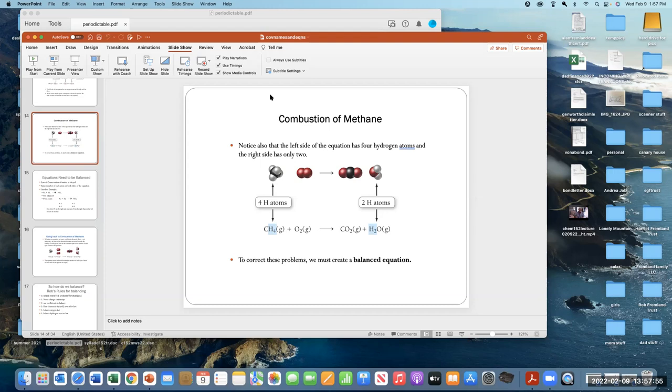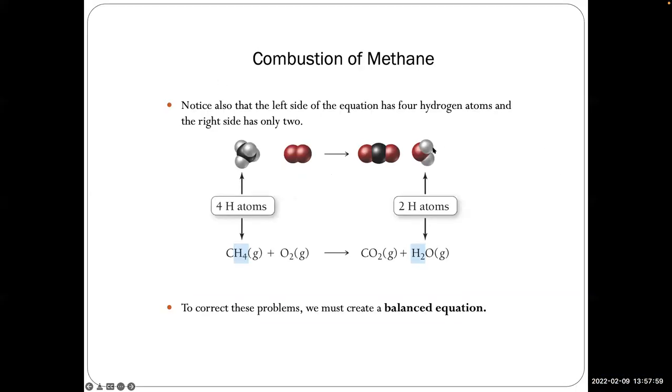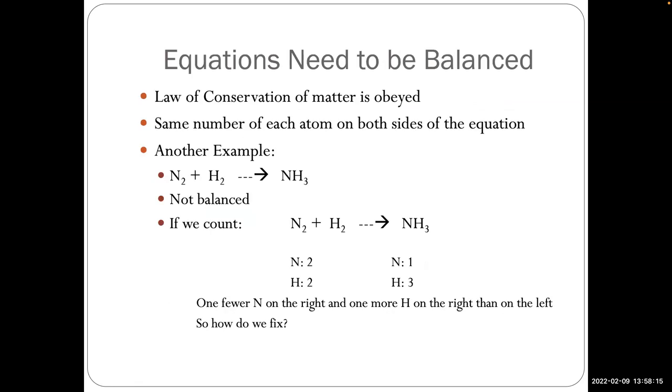All right, so what we can do to balance the equation is, you see how we said that there's not enough hydrogen on the right-hand side, and there's an extra oxygen on the right-hand side. So what we have to do is what's called balancing the equation. To balance the equation, we use coefficients. What balancing means is that the law of conservation of matter is obeyed. That means you have to have the same number of each atom on both sides of the equation.